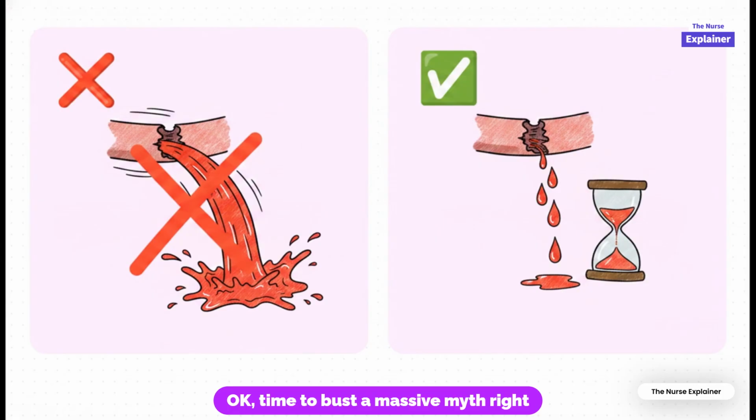Okay, time to bust a massive myth right now. A lot of people think that a child with hemophilia bleeds faster or more heavily than a kid without it. But the actual fact is, they just bleed for a significantly longer duration of time. The vessels get torn, sure, but that necessary fibrin mesh never arrives to plug the hole. So that allows a slow, continuous bleed to just steadily fill up joint capsules and deep tissues.